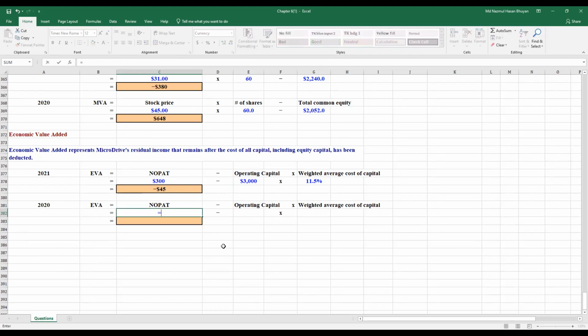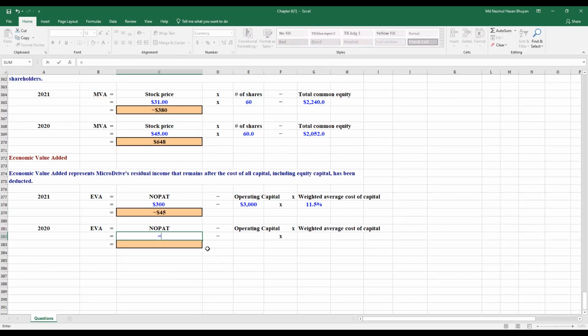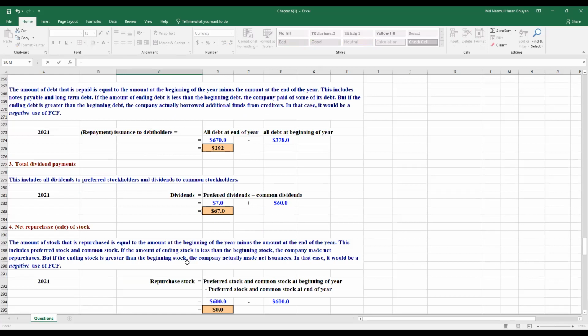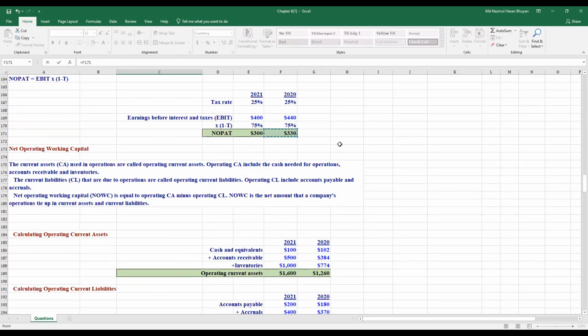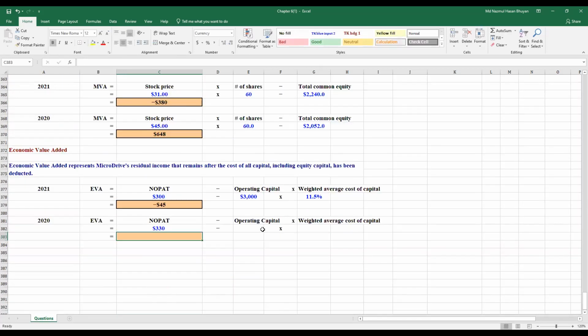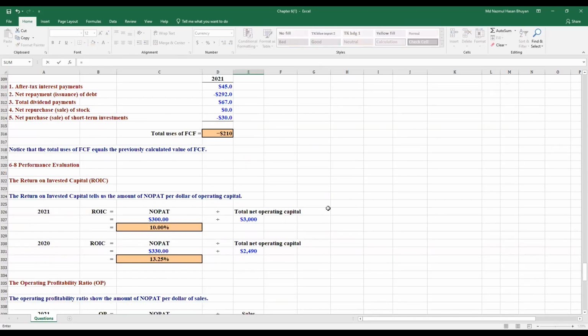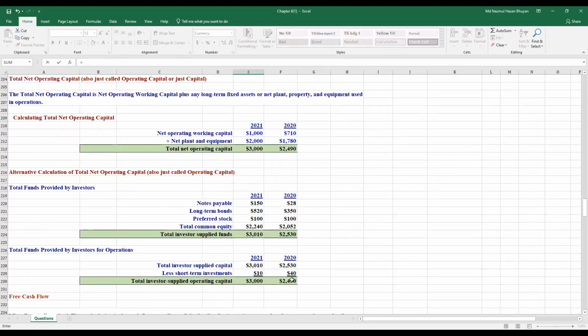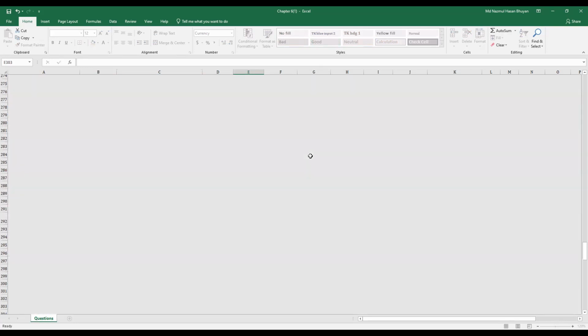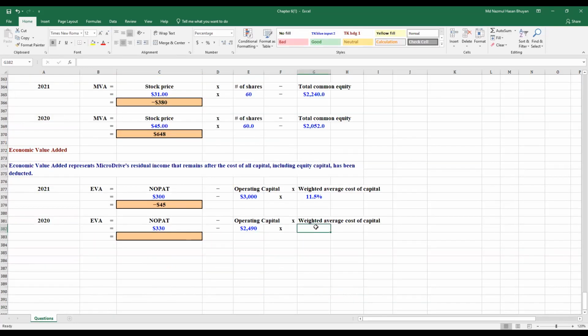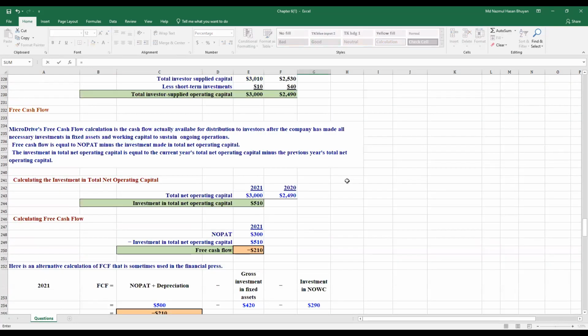Okay, now we need to calculate economic value added for the year 2020 in the same way. So net operating profit after tax is 330. Then operating capital for this year is 2,490. Then weighted average cost of capital.